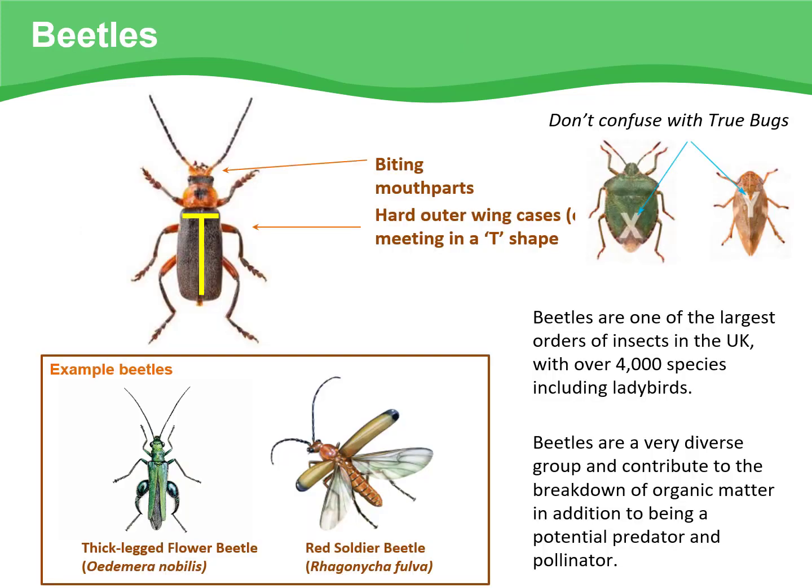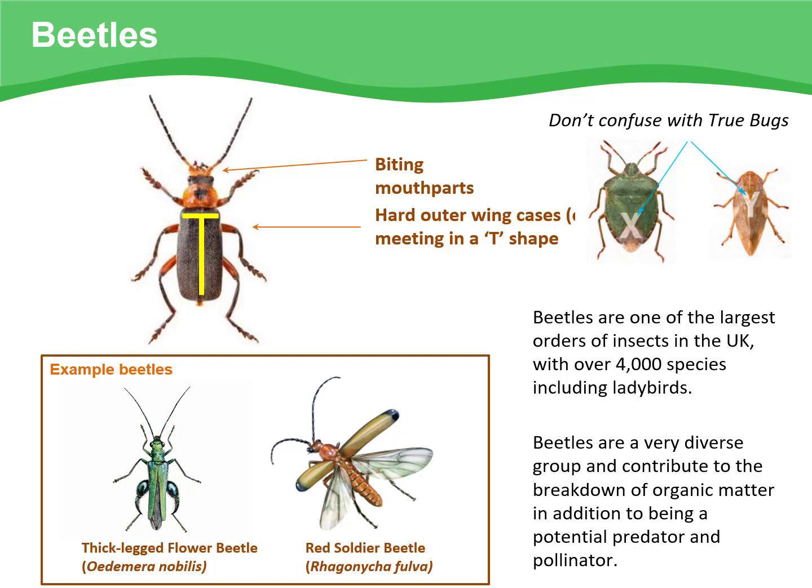We'll look at one particular group, the beetles. Not as numerous as the 7,000 fly species, but beetles are the second largest order of insects in the UK, with over 4,000 species. This includes the well-known group, ladybirds. Beetles are a very diverse group and contribute to the breakdown of organic matter, in addition to being a potential predator and pollinator. About a quarter of the beetles that are found in the UK are pollinators.